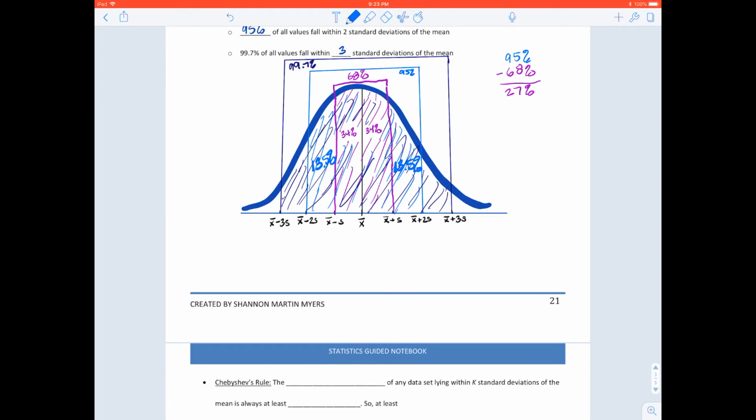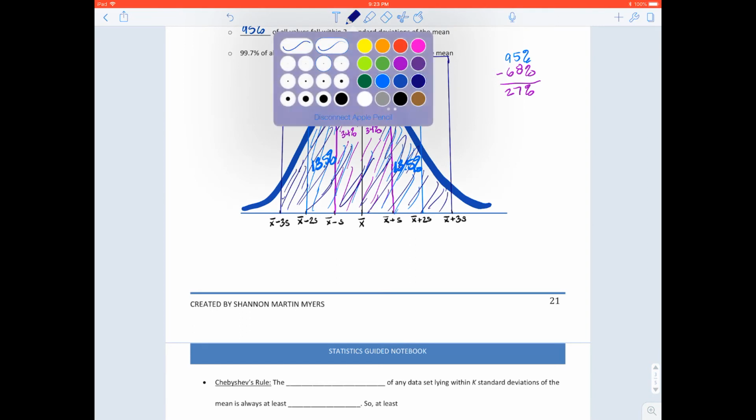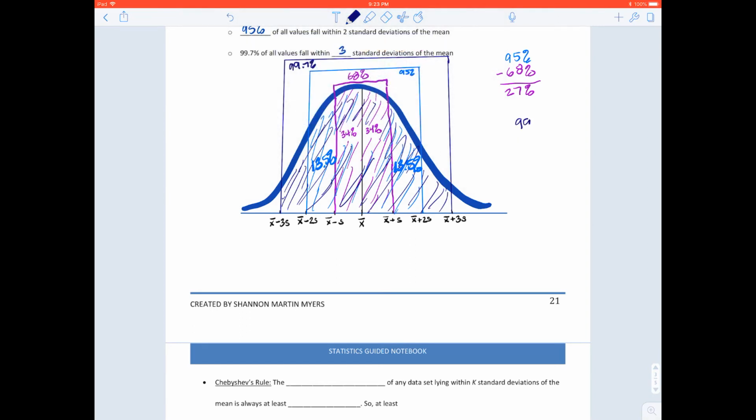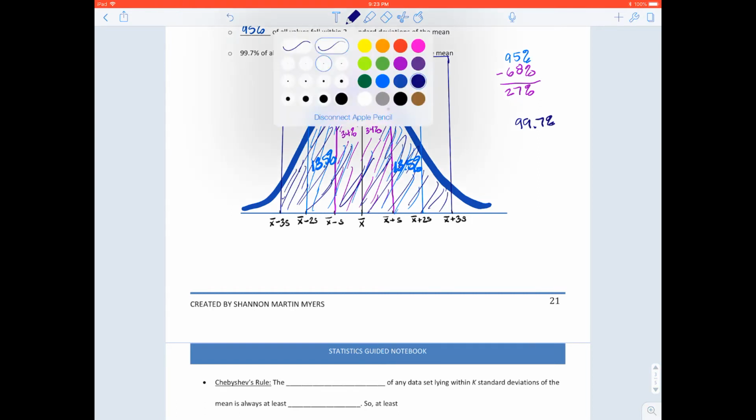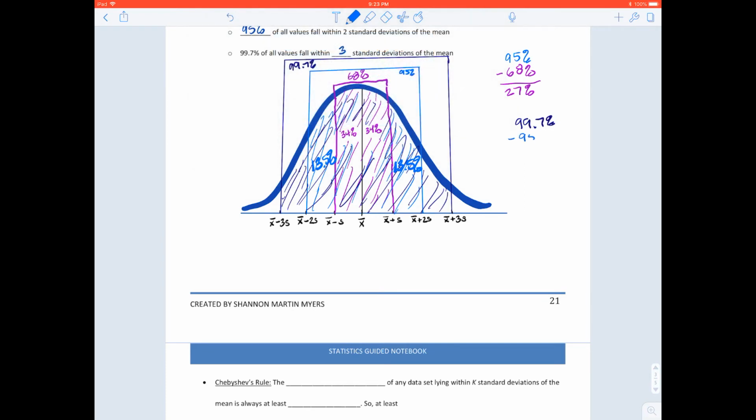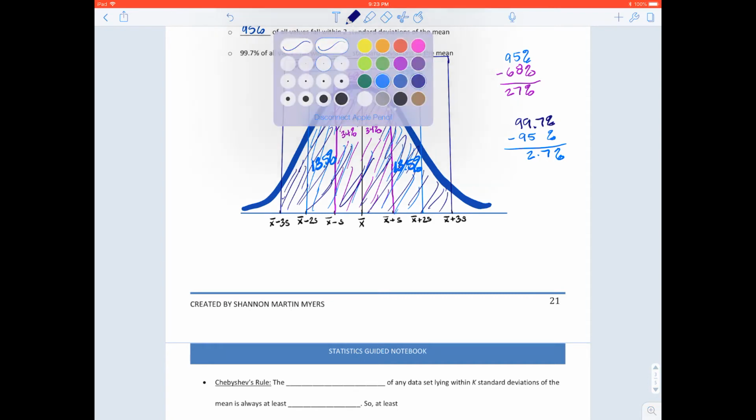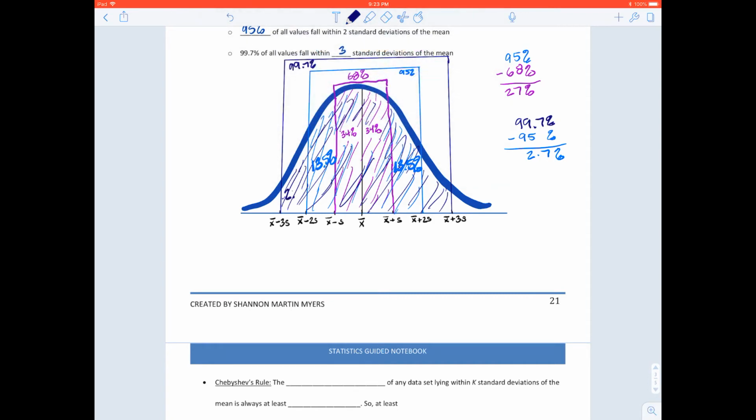And then in the last box, how do you figure that one out? Well, good. You know that 99.7% of the values fall within that range, 3 standard deviations of the mean. You subtract from that your 95%, and we get 2.7%. So coming over here, 2.7% on either side.